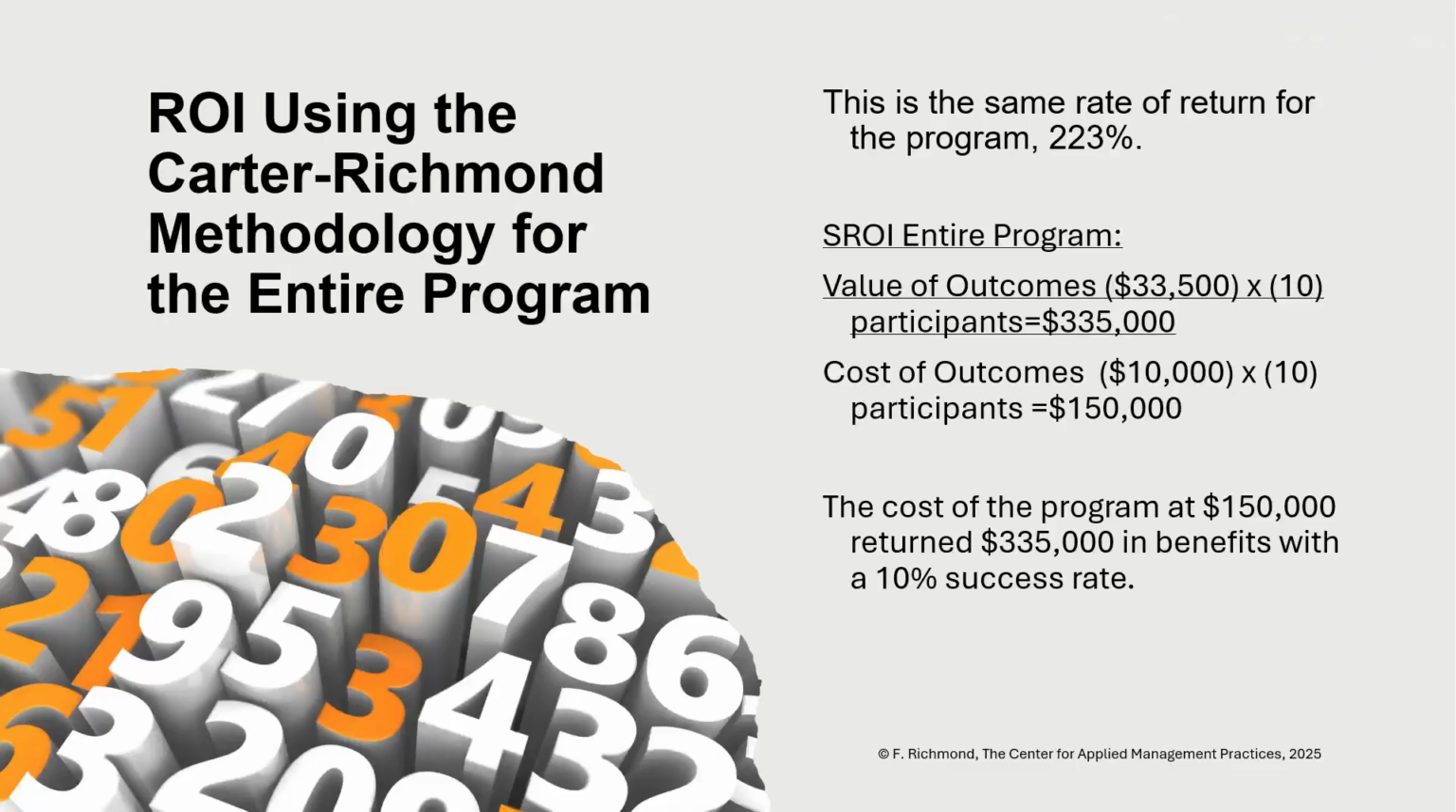So let's take a look at this here. If I look at the whole program, it cost the agencies $150,000 to operate that program. 10 people were successful. The value of those 10 is $335,000. So the cost of the program at $150,000 returned $335,000 in benefits with a 10% success rate. That's the methodology, and that's real, and we're not using it.